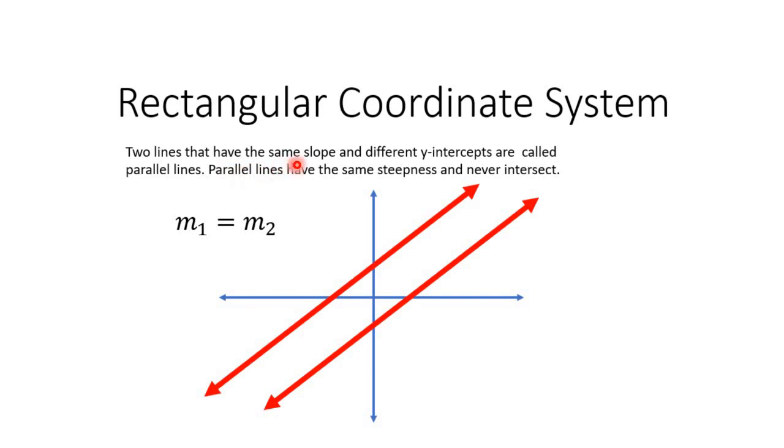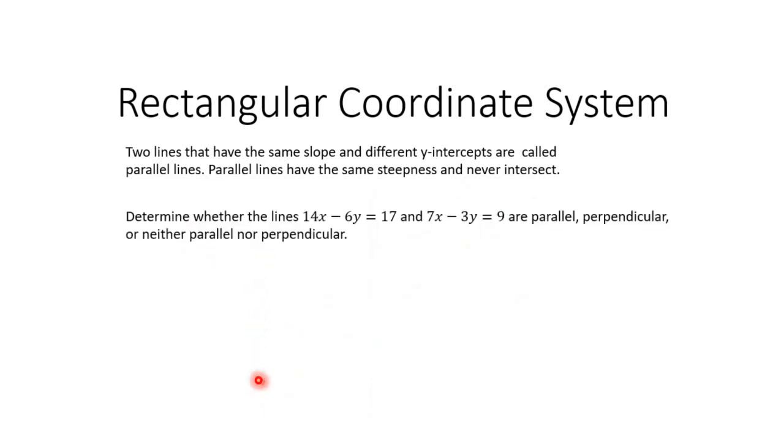All right, now let's go ahead and define parallel lines. Two lines that have the same slope and different y-intercepts are called parallel lines. Parallel lines never intersect because they have the same steepness. They're increasing at the same rate. So when we have parallel lines, we know that the slope of one line is equal to the slope of the other.